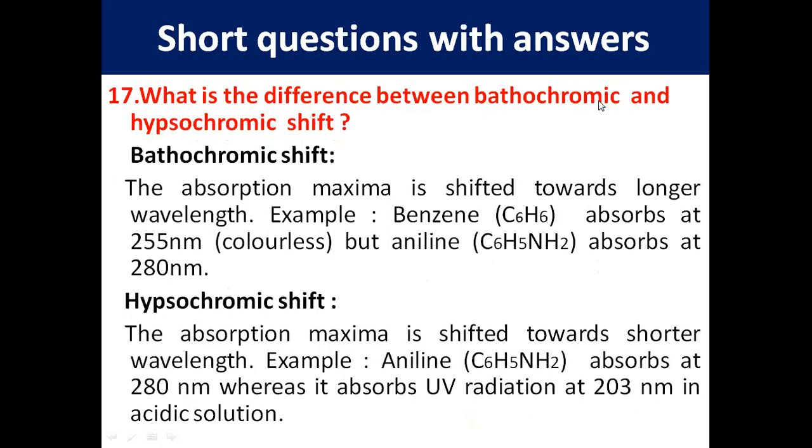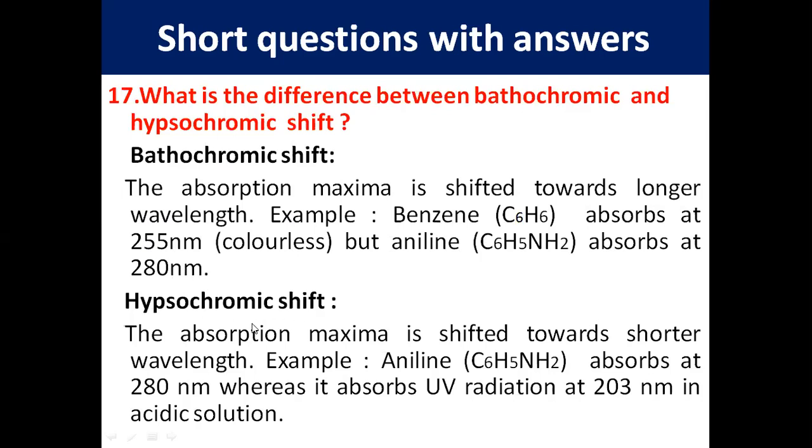What is the difference between bathochromic and hypsochromic shift? Bathochromic shift: the absorption maxima is shifted towards longer wavelength. Example, benzene absorbs at 255 nanometer, which is colorless, but aniline absorbs at 280 nanometer. So here the wavelength is increasing, that is a bathochromic shift, also called the red shift, and that occurs due to conjugation. Due to conjugation, wavelength increases.